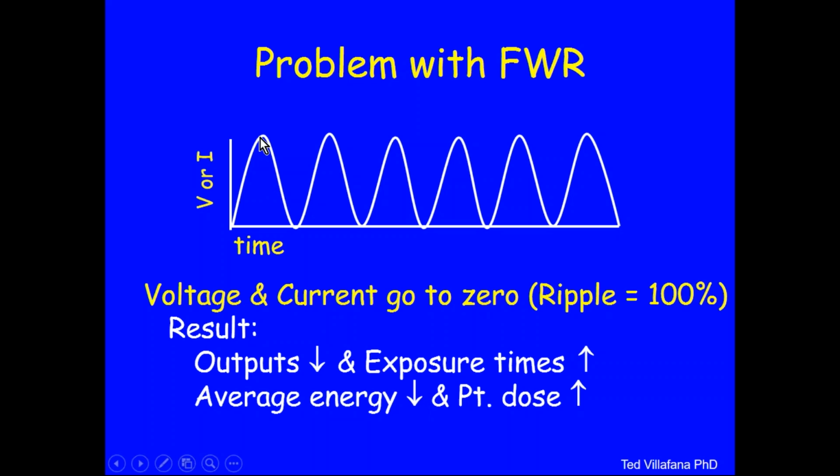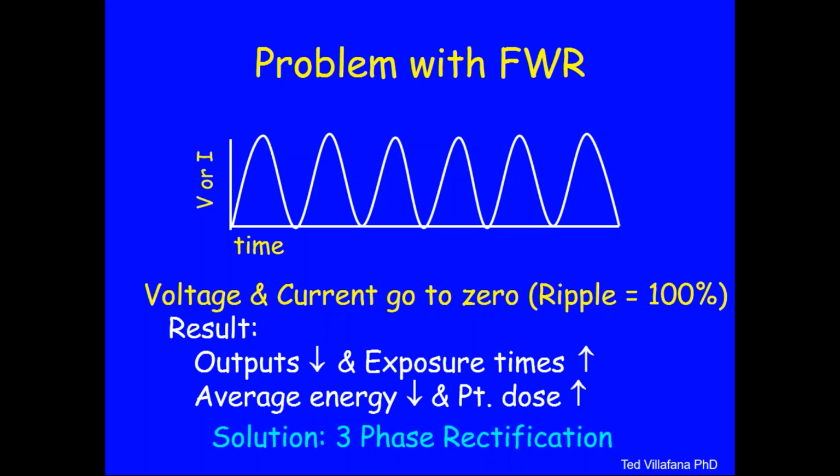If you have a kVp up here at the peak, where is the average kV? Where is the average energy? It'll be here someplace, in the middle someplace. Well, if your average energy is low, that means your average penetration is low, which means that your patient dose is high. Photons are not as penetrating if they have lower energy. So you have a patient dose problem in addition to an output and exposure time problem. So the solution: three-phase rectification. Don't let the voltage and the current go to zero.